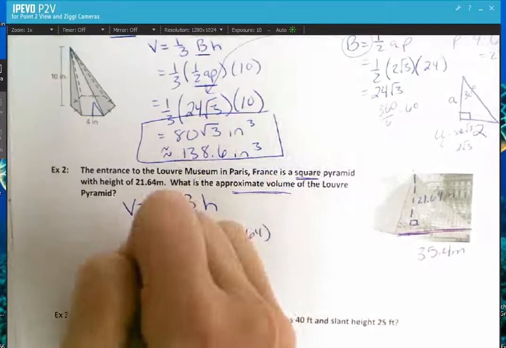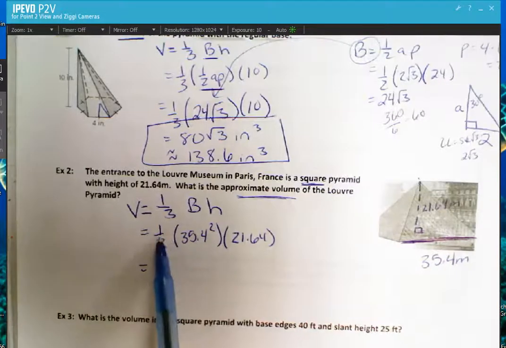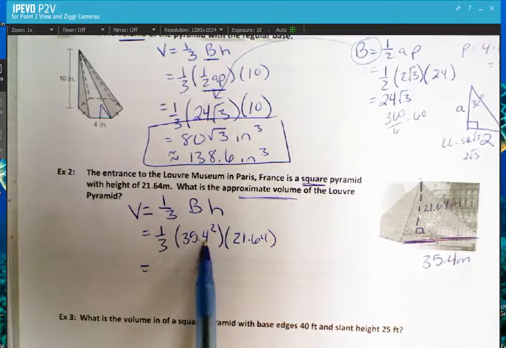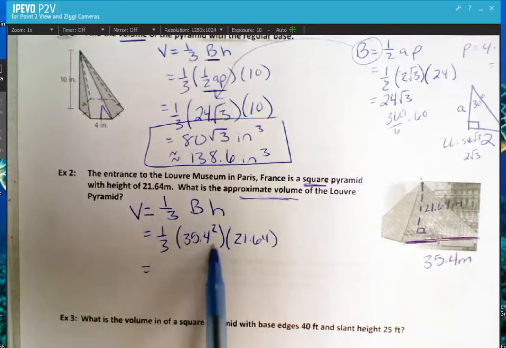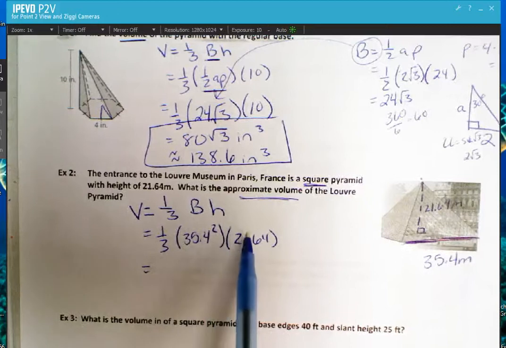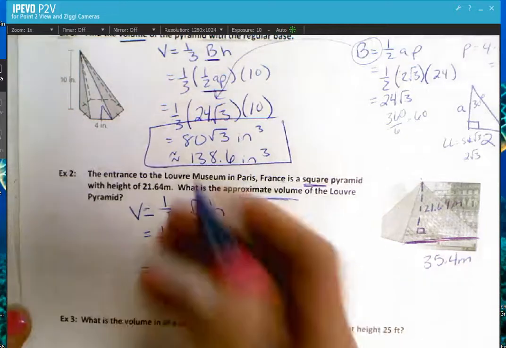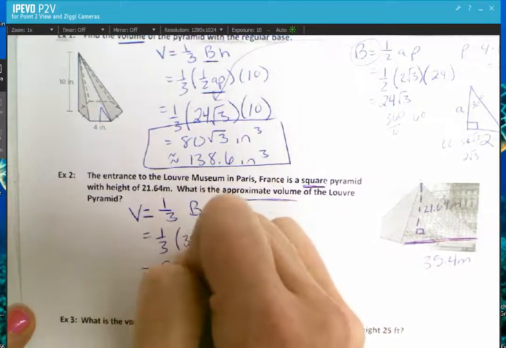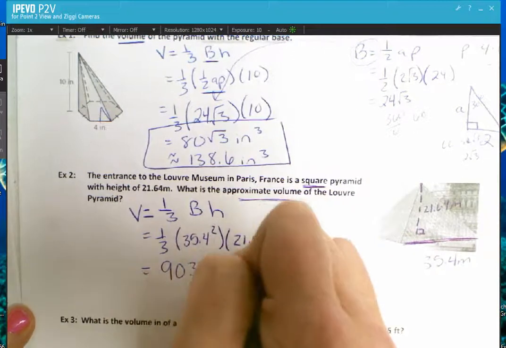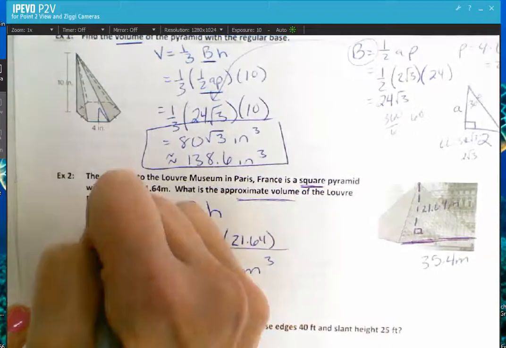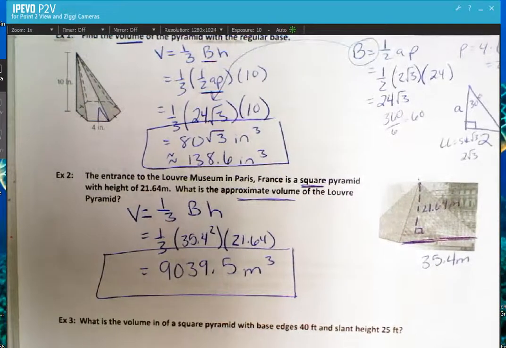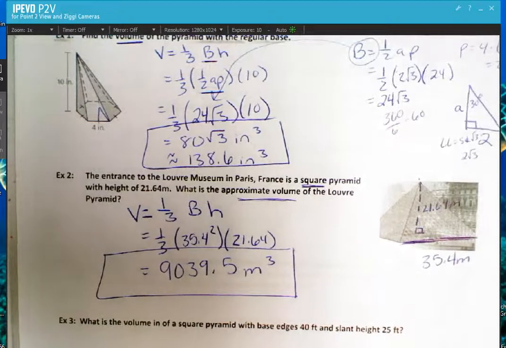And then it becomes a calculator. Since this is on my numerator, this is all up top. 35.4 squared first times 21.64. Hit enter and then divide by, the only thing in my denominator is 3. So I should get approximately 9,039.5 meters cubed. Again, we'll derive this formula tomorrow in class.